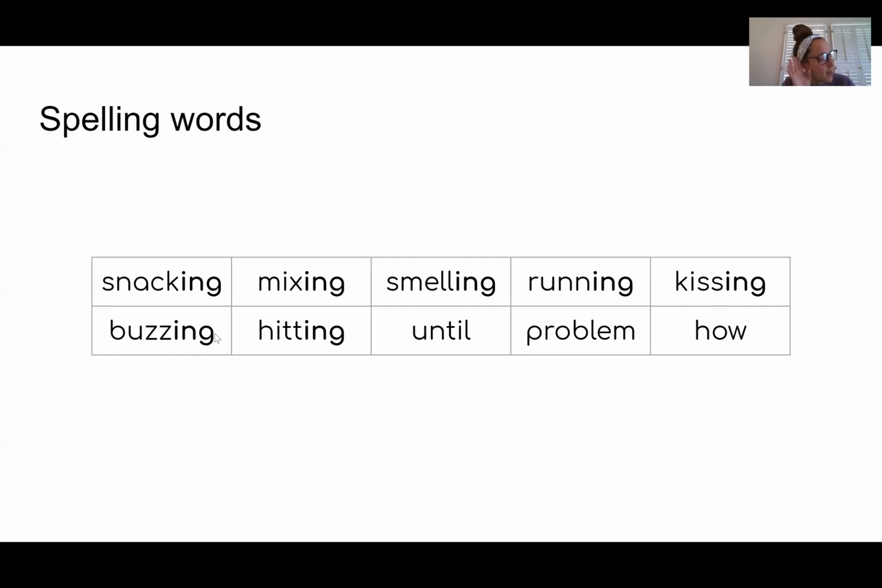Buzzing. Hitting. Until. Problem. How. Very good first or second graders. Oh my goodness, Miss Winkler's getting confused. Very good second graders. Okay, last thing we're gonna do is you're gonna read them on your own.